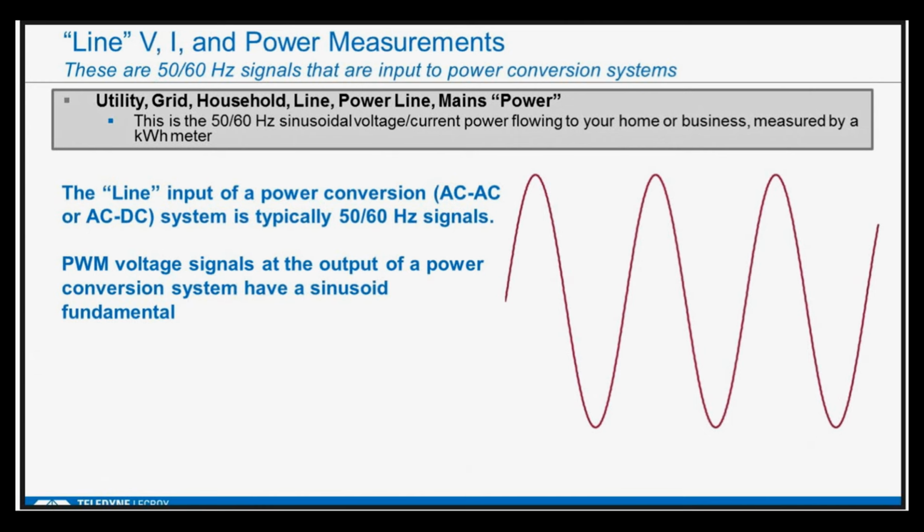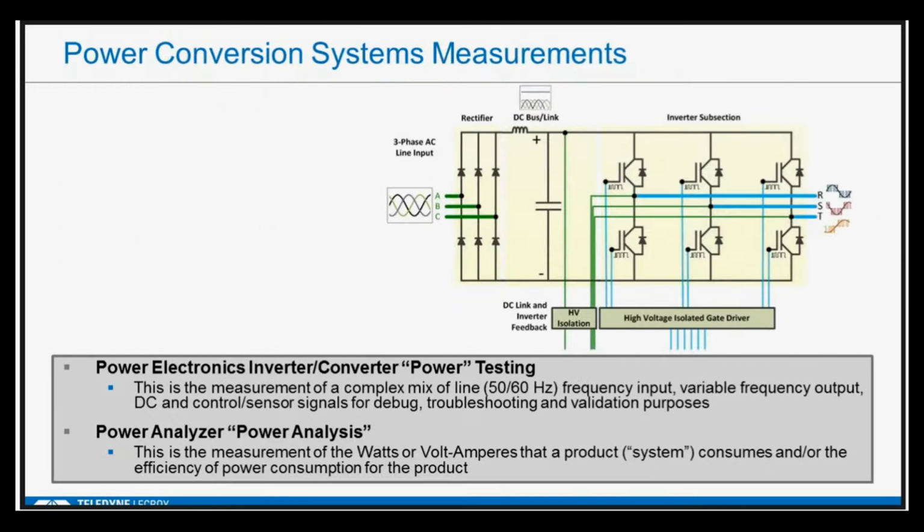In our part 1, we focused on line voltage and current and power, which is the sinusoids that get delivered to your home or business by the power company, the utility. Today we're going to be talking about power conversion. So it's not the sinusoids anymore, it's about the waveforms generated by these devices, and also the output of the full drive.